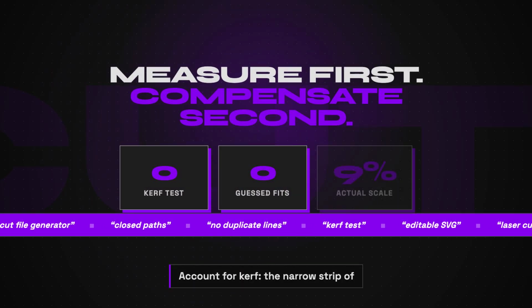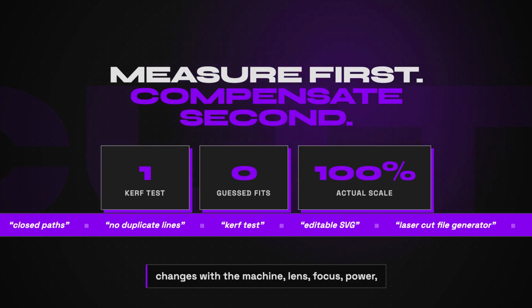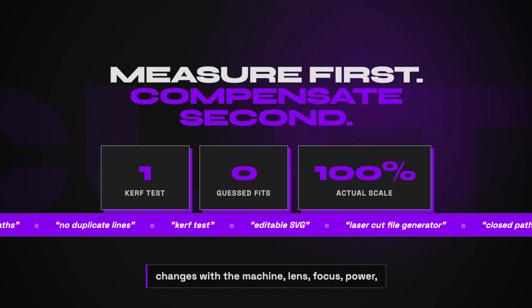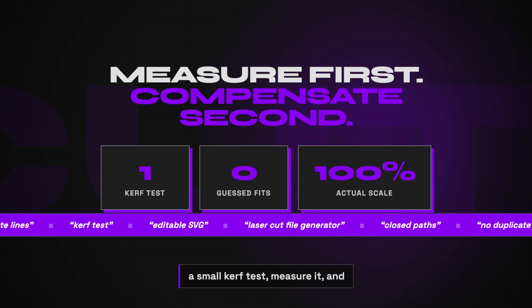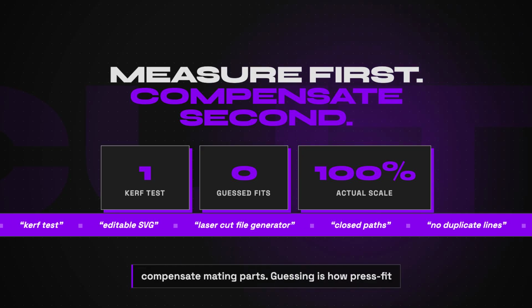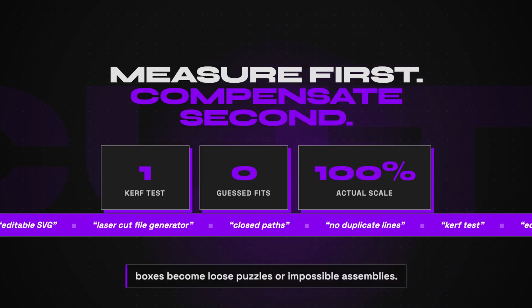Watch out for kerf, the narrow strip of material the beam removes. Its real width changes with the machine, lens, focus, power, speed, air assist, and material batch. Run a small kerf test, measure it, and compensate mating parts. Guessing is how press-fit boxes become loose puzzles or impossible assemblies.